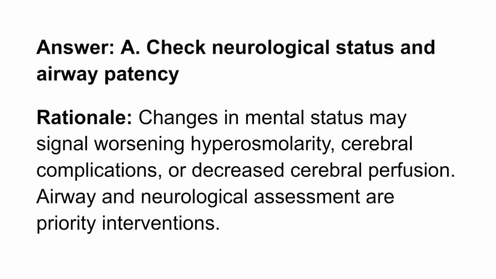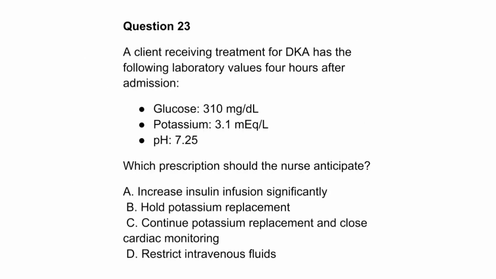Rationale. Changes in mental status may signal worsening hyperosmolarity, cerebral complications, or decreased cerebral perfusion. Airway and neurological assessment are priority interventions. Question 23. A client receiving treatment for DKA has the following laboratory values 4 hours after admission. Glucose, 310 milligrams per deciliter. Potassium, 3.1 milliequivalents per liter. pH, 7.25. Which prescription should the nurse anticipate?